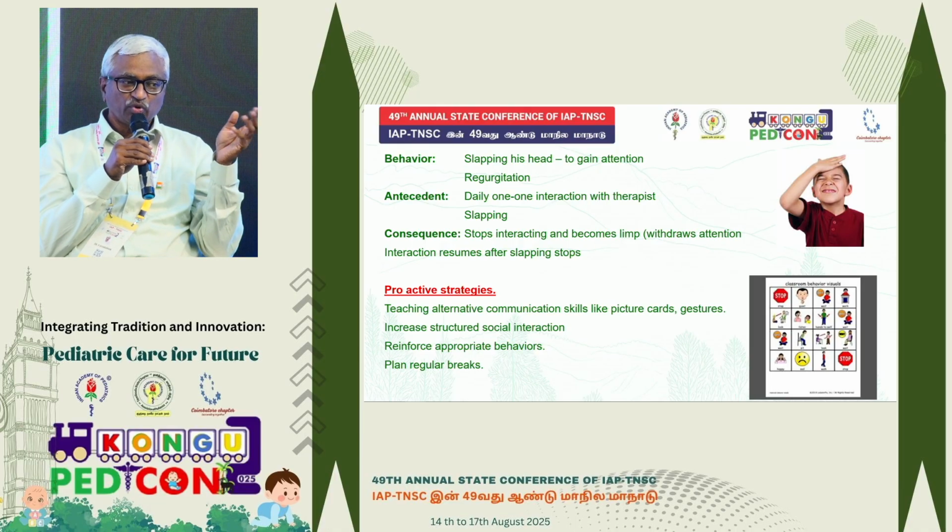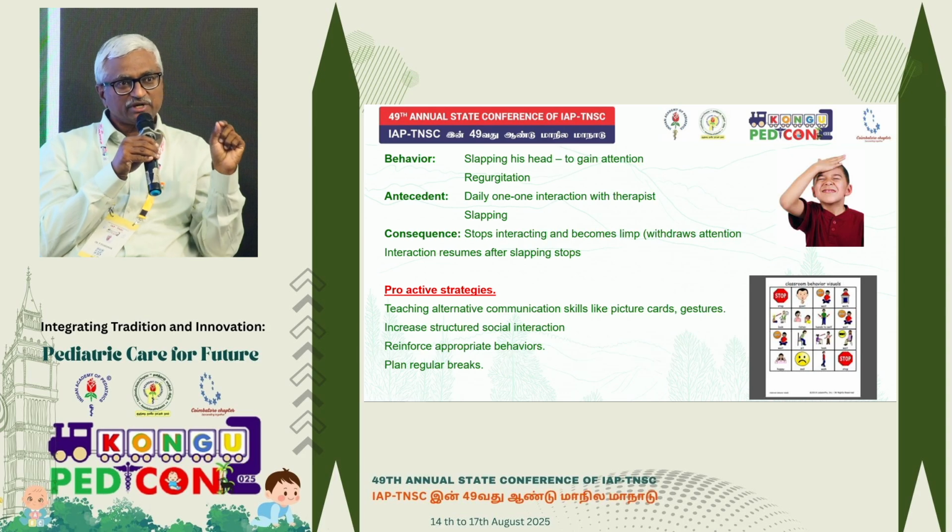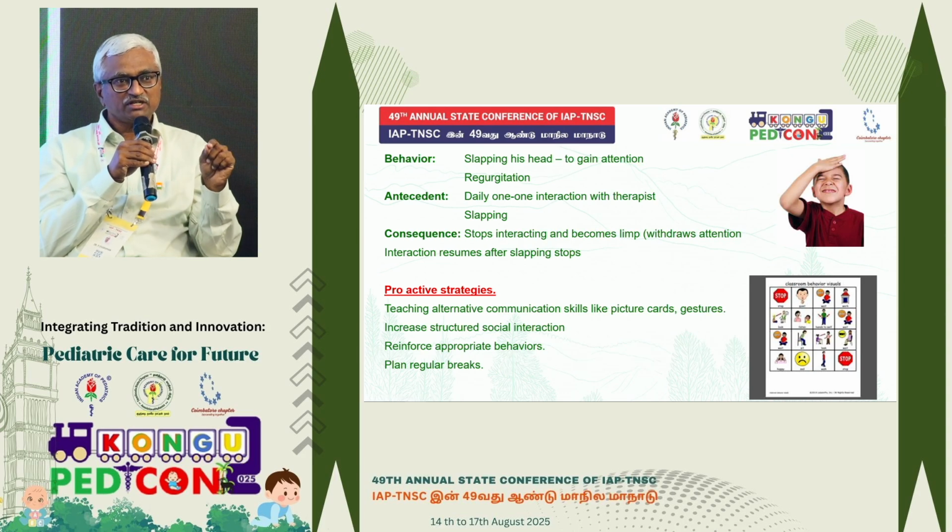So what were the proactive strategies here? It could have been teaching an alternative communication skill, because we know behavior is a function where the child wants to express something. So behavior is a function which is learnt, and we know that anything which is learnt can be unlearned also. So that is what we're going to teach this child. So we're going to have increased structured social interaction. Definitely if he's not able to communicate, that was the problem for him.